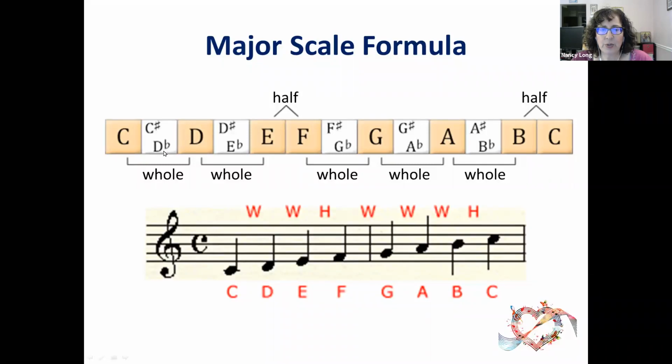From C to D is a whole step, and we skip C sharp / D flat. From D to E is a whole step. E to F is a half. F to G, another whole, we skip this. G to A, whole, skip this. A to B, skip that. And B to C is a half. Also depicted on the scale like this.